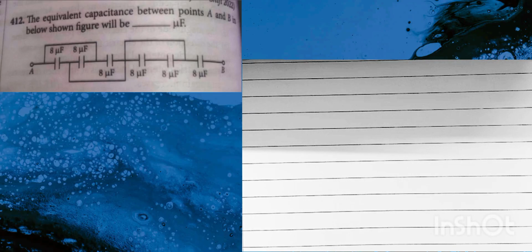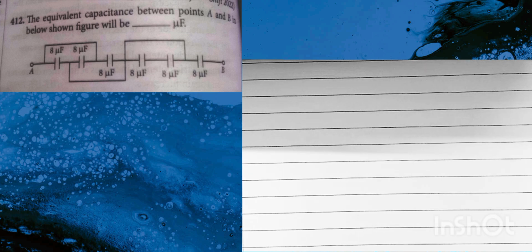Today we're going to solve another physics problem which came in JEE Mains 2022. It is also coincidentally a numerical integer value type problem. It is a very short one, so let's first read the problem. I hope it is in front of you. Equivalent capacitance between points A and B in the below shown figure will be dash microfarads.